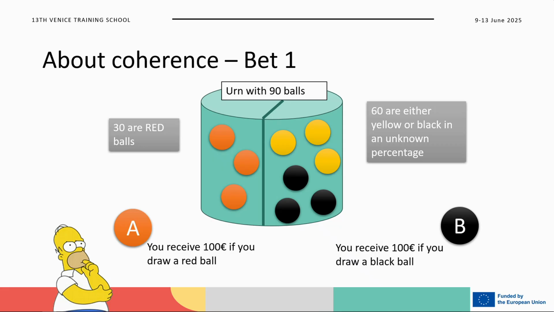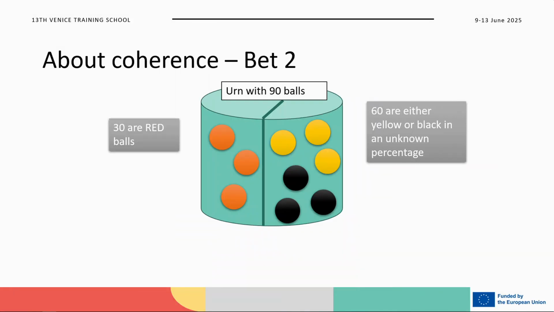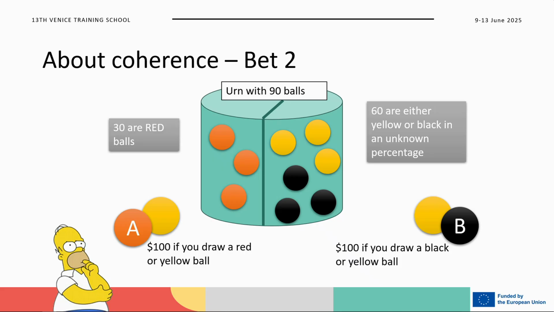But then we change the bet a bit. The urn is the same, the balls are the same. But I propose a different way to bet. You get 100 euros if you draw a red or yellow ball, and 100 euros if you draw a yellow or black ball. The conditions are the same. So how many of you would stay with bet A? Okay, how many would switch to bet B?